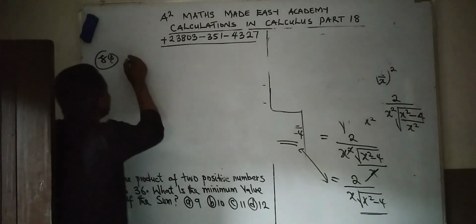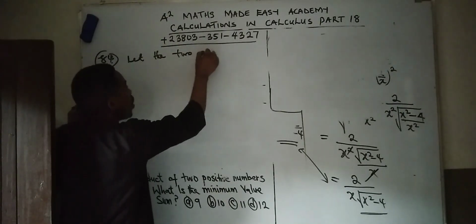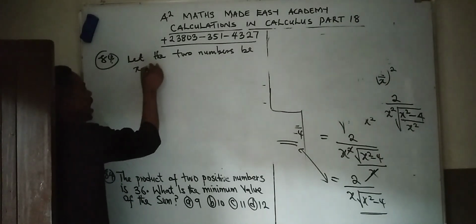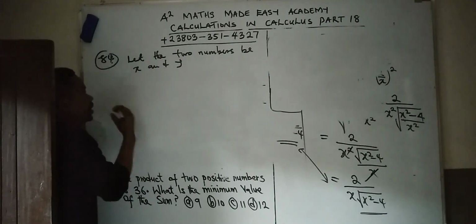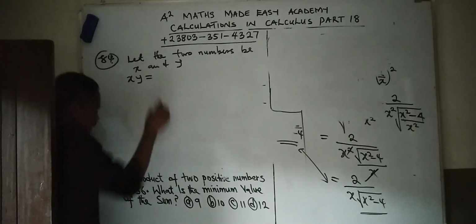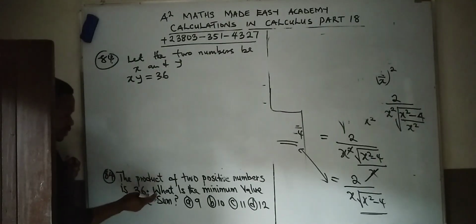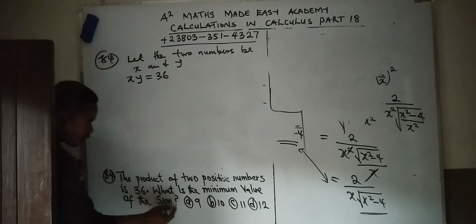No. I will now say let the 2 numbers be x and y. And they say that the product means multiplication. So the product, which is x and y, is 36. We are done with this. Now the question says, what is the minimum value of the sum? Underline the word minimum of the sum.